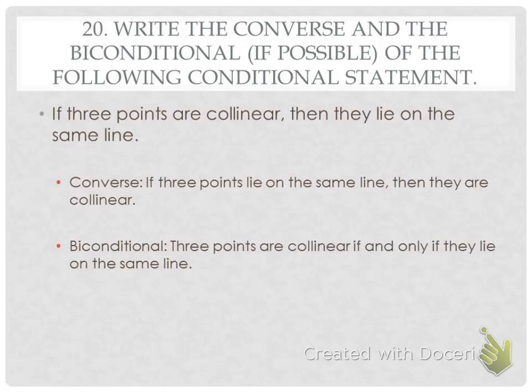Since our conditional and our converse are both true, we can write a biconditional. Biconditional, switch it back to the original order. So we have 3 points are collinear if and only if they lie on the same line. And that is the end of the 2.1 through 2.3 quiz review.